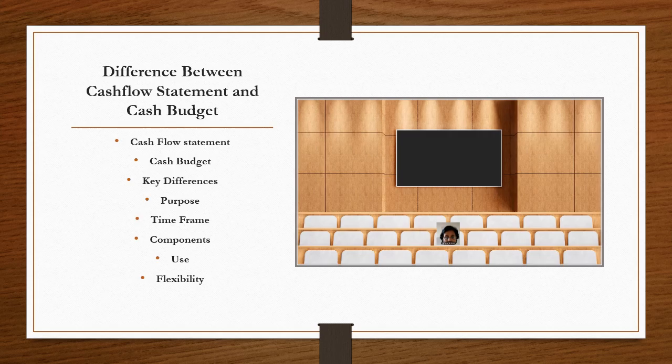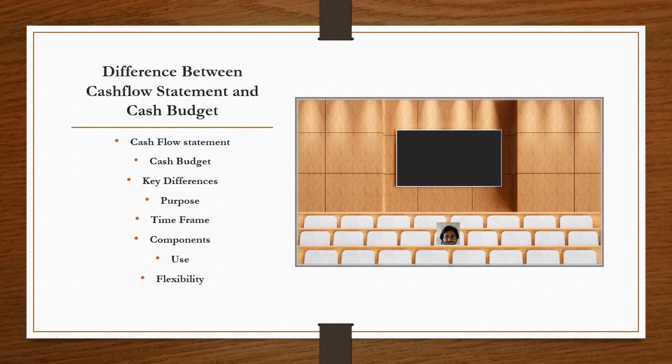Flexibility. Cash flow statement. It provides a historical record of actual flows and cannot be altered after the period has ended. Cash budget. It can be adjusted and revised as circumstances change, allowing businesses to adapt their plans in response to evolving market conditions or internal factors.